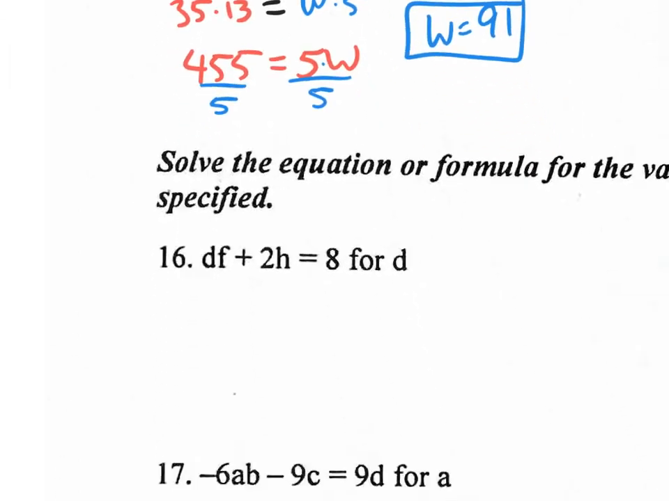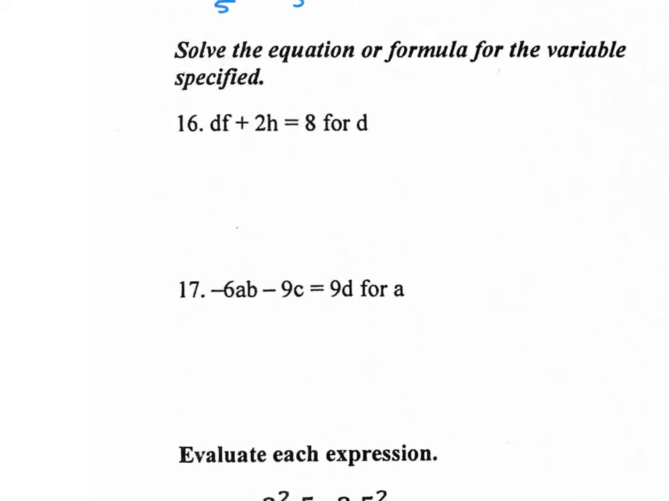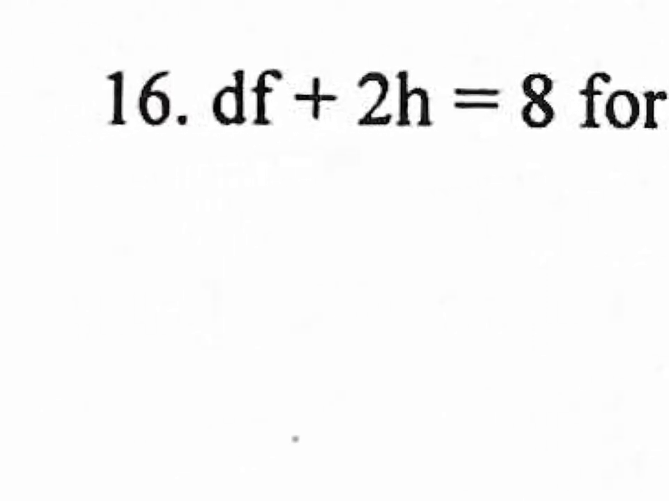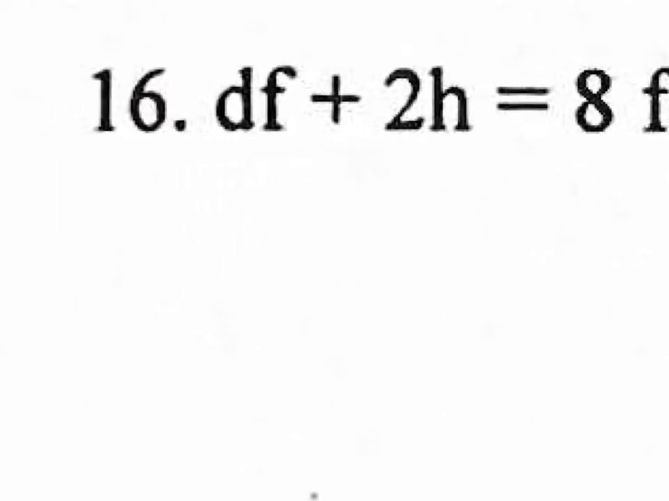Moving on, number 16. Solve the equation or formula for the variable specified. And they're telling you to solve for d. All right, so we want the variable d all by itself on one side of the equal sign. Since d is on the left side of this equal sign, let's get this d by itself on the left side. So let's first get rid of the positive 2h by subtracting 2h. That'll get rid of it.